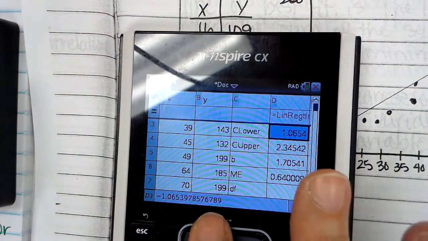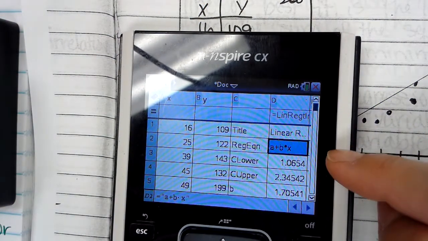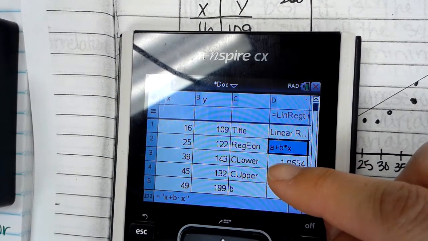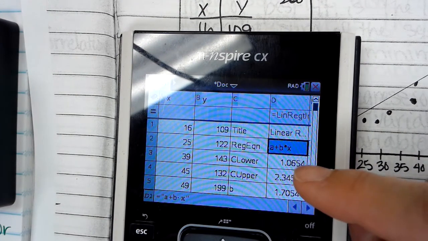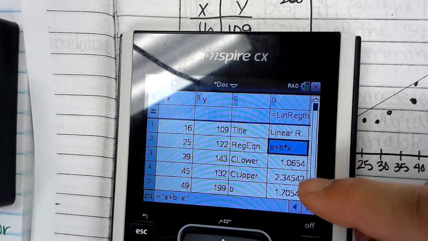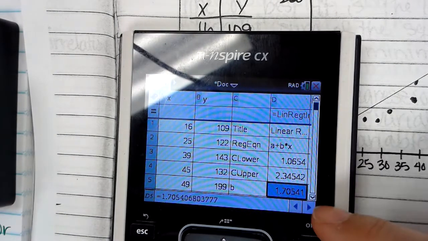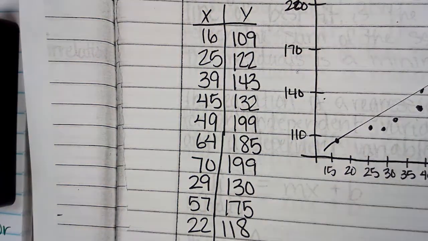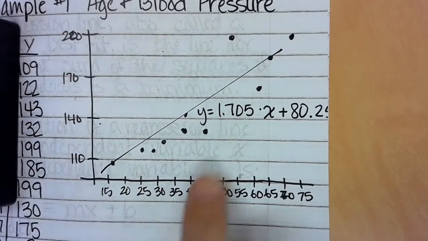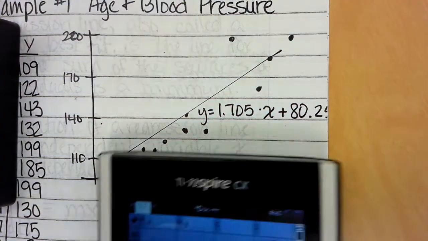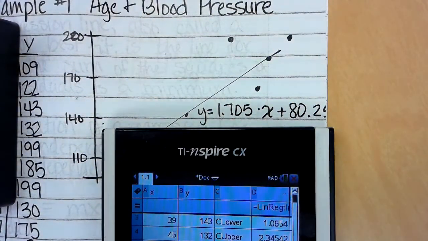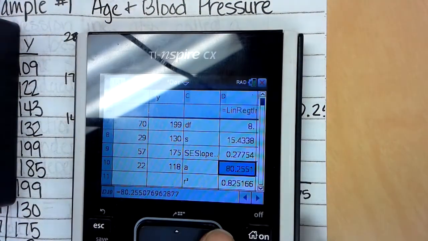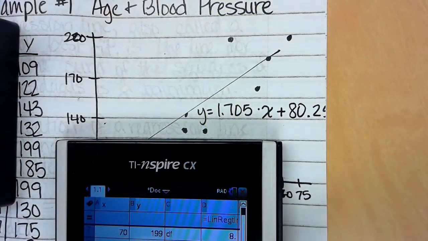Okay, so if you go all the way to the top, you will see the form that the regression equation was formed. A is your y-intercept, B is, in this case, your slope. You will see C lower, C upper, and so 1.705 is the slope. And if we look back at our question, we saw 1.705 as our slope. We keep going down, and we will find A, which is 80.255, which we had in our problem.